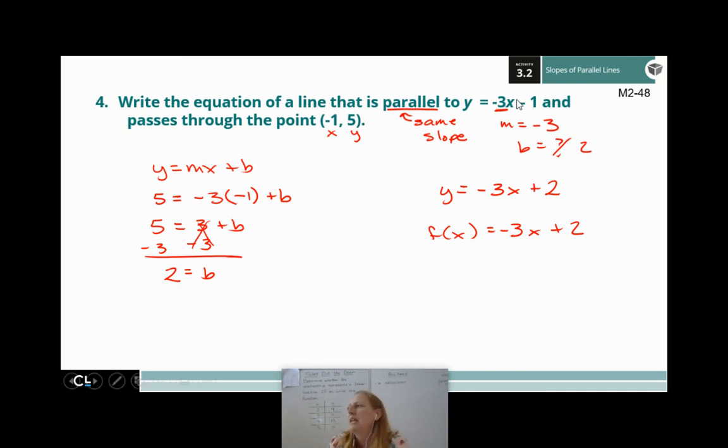So all I did is I used the slope from the first equation because they're parallel, and I used the x-coordinate and the y-coordinate to plug everything in to help me find my y-intercept. And once I have my slope and my y-intercept, I can totally write the equation. That's pretty magical.